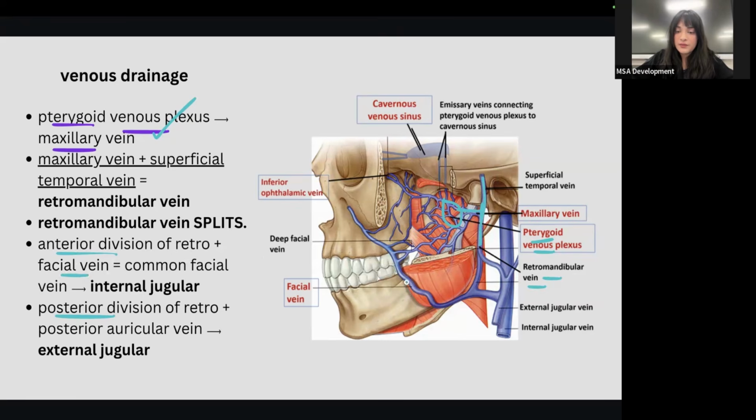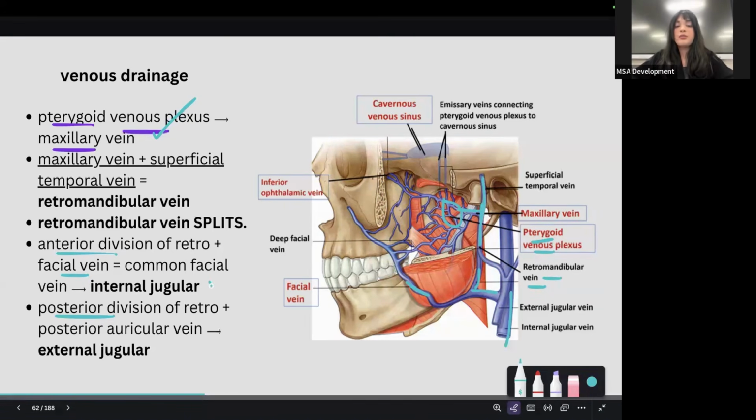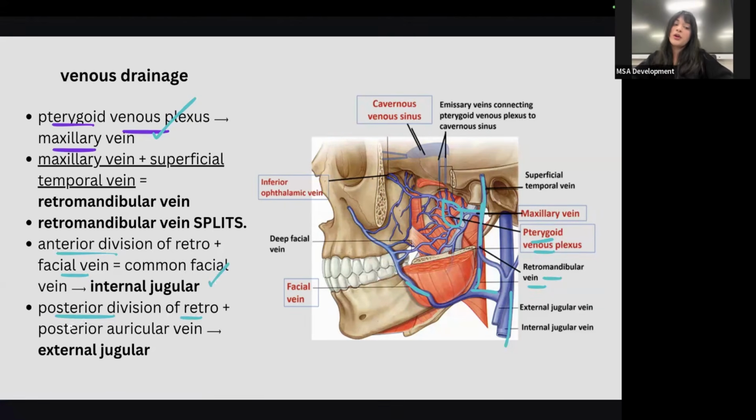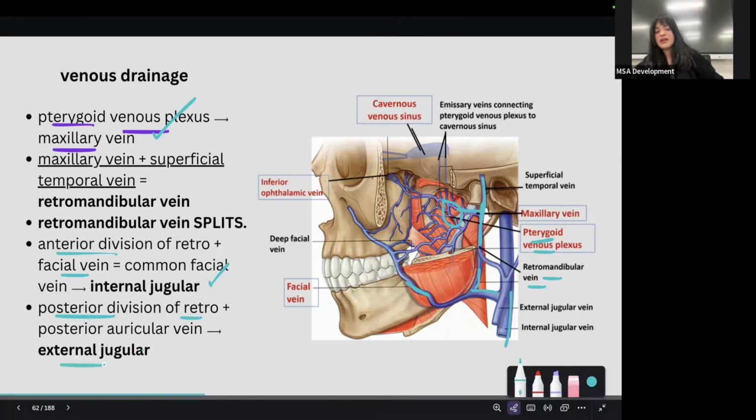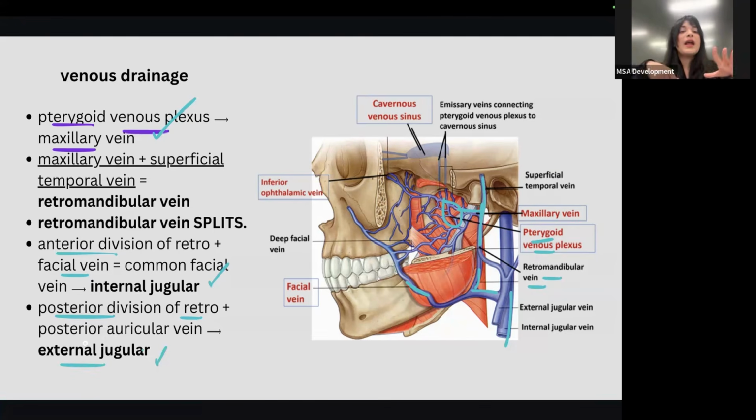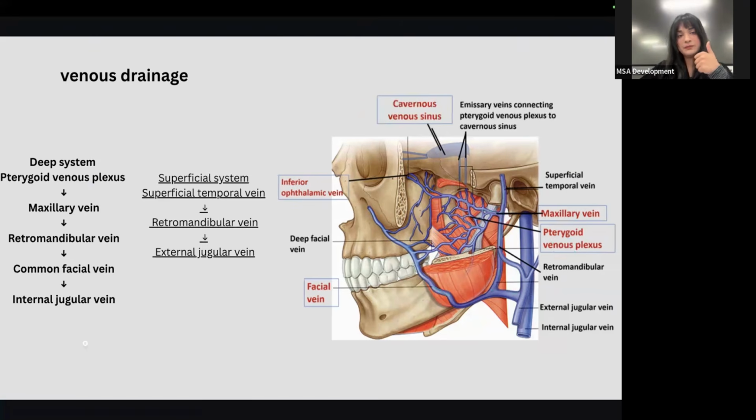Okay, so this is the facial vein. It's going to join with the anterior division of the retromandibular vein. It's going to go and it's going to give the internal jugular vein. Okay, the posterior division of the retromandibular and the posterior auricular vein are going to give the external jugular. So a very easy way to remember is that the posterior division of the retromandibular and the posterior auricular vein give the external jugular, and the anterior division of the retro plus the facial vein is going to give the internal jugular. Okay, easy.